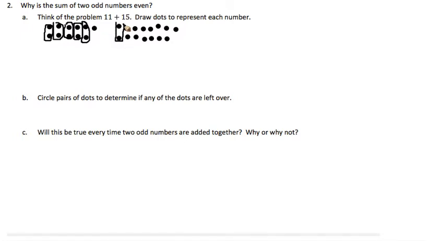I have a leftover when I circled the pairs for 11, so I'll leave that there. Circle the pairs for 15. And I have one left over from that as well. And if I put this dot with the leftover in 11, we have a pair. Let's circle them together so we see that they are a pair. And now there are none left over.